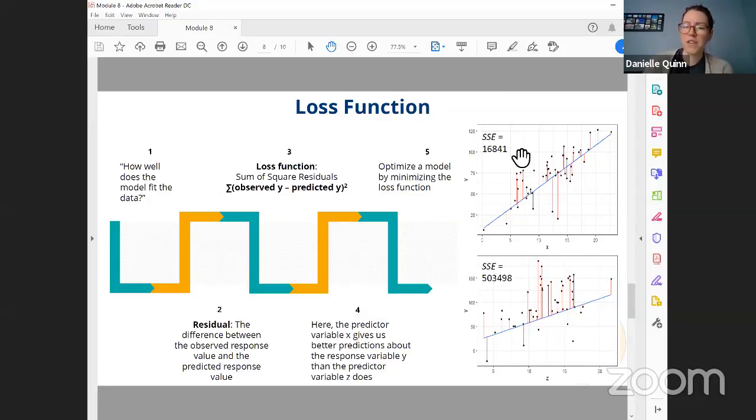Okay, so the lower the loss function, the better. This means we are losing less information and our predictions are closer to the actual value using x than using z. And so the way that we optimize a model or choose what model we want to use is by minimizing the loss function.